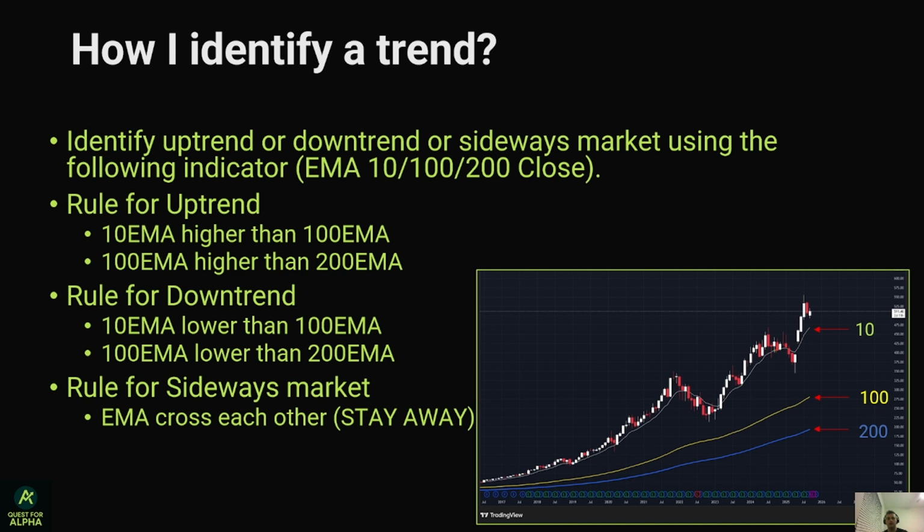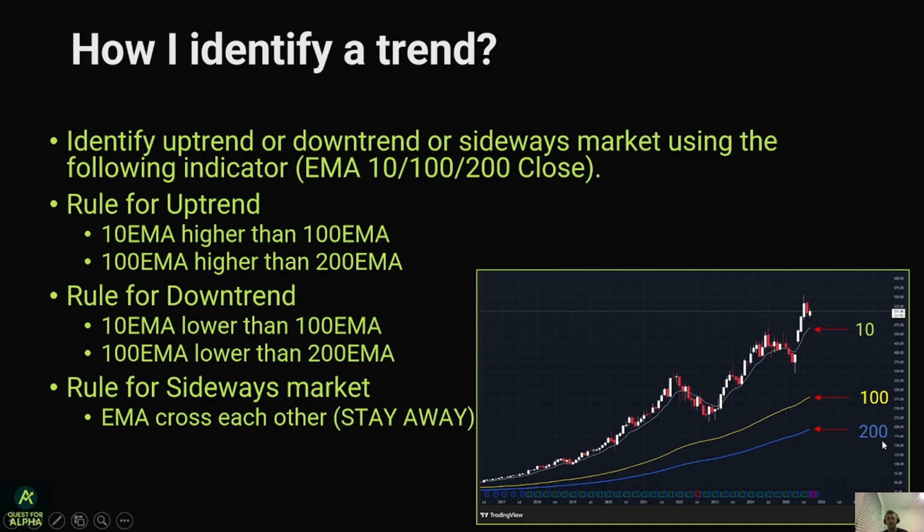In order to remove any sort of discretion and subjective approach, how do I identify a trend? I identify an uptrend or a downtrend or a sideways market using an indicator. I use the exponential moving averages, the 10, the 100, and the 200. My rules are pretty simple. For the uptrend, I want to make sure that the 10 EMA is above the 100 EMA and the 100 EMA is above the 200 EMA.